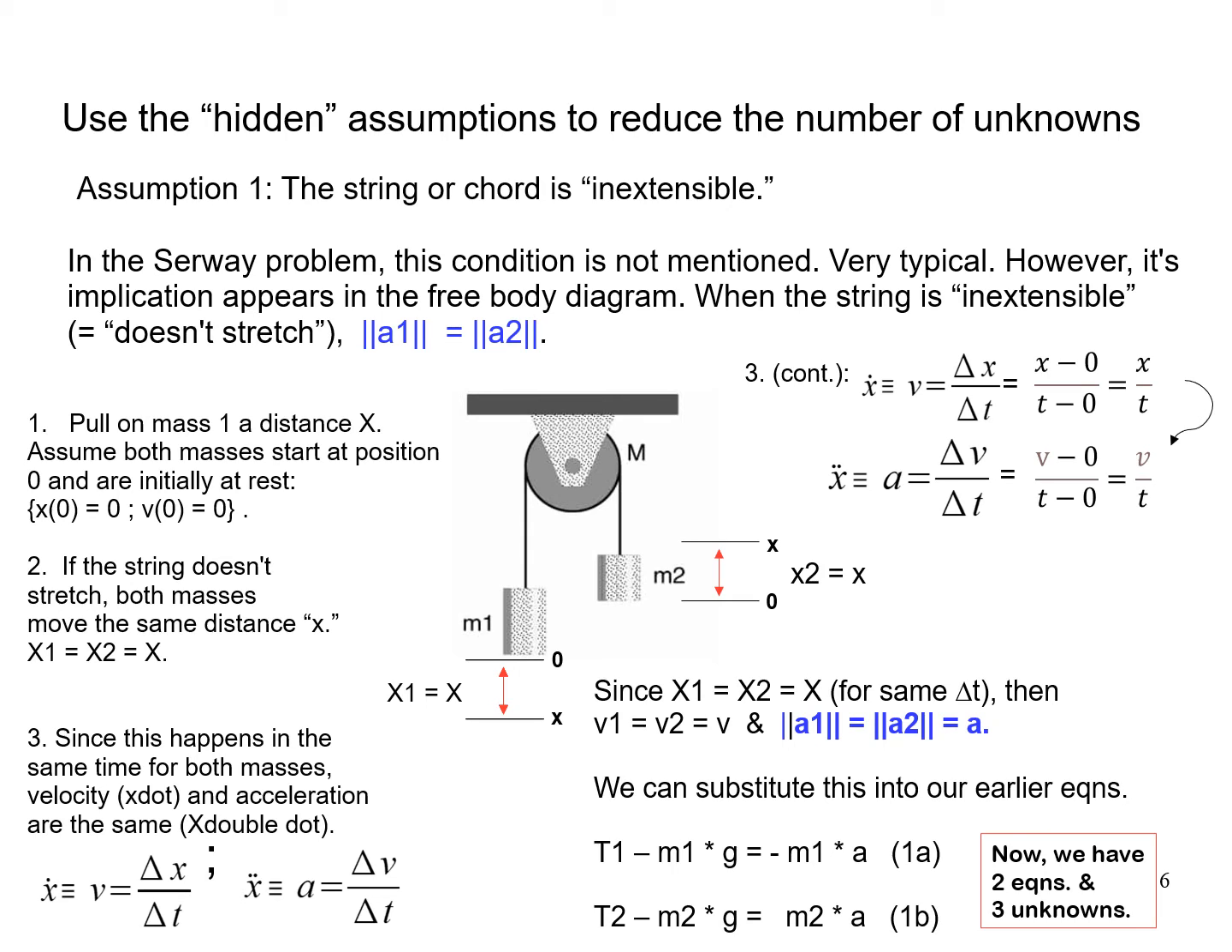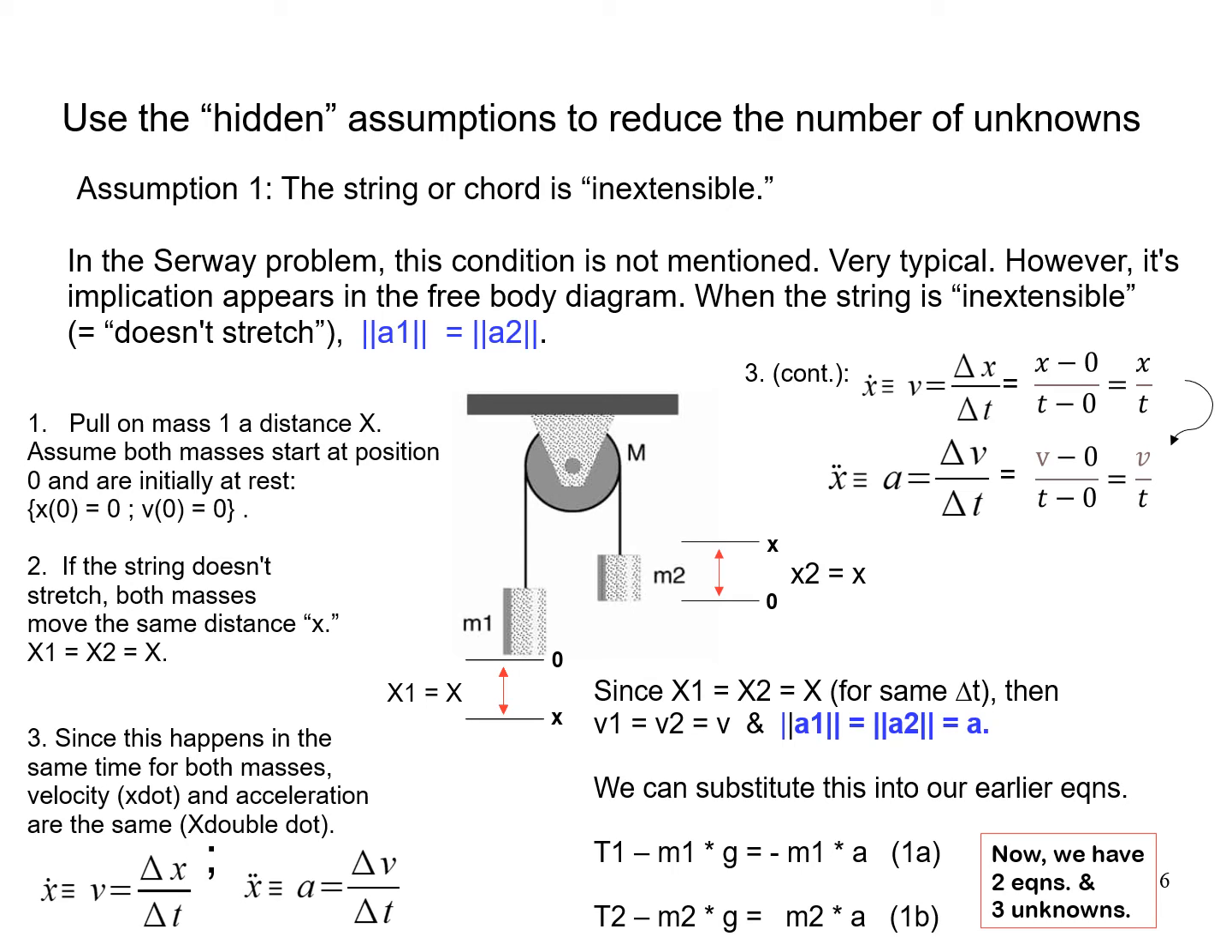What we will now show is that the result or implication of an inextensible or non-stretching string is that the magnitude of the acceleration of A1 and A2 are the same. That is, the magnitude of A1 equals the magnitude of A2, and therefore both can be replaced by a single constant, which we'll call A.